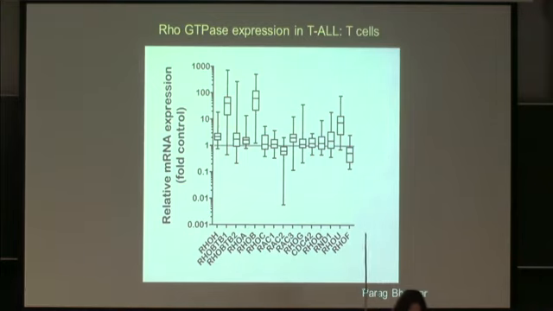And there are three that are higher in the leukemia T cells than in the primary T cells, the normal T cells. So that's RhoBTB1, RhoB, and RhoU. We've been looking at these, and I'm going to tell you about RhoU because that's an interesting difference to what I told you about RhoA.